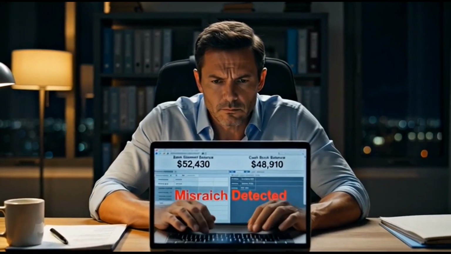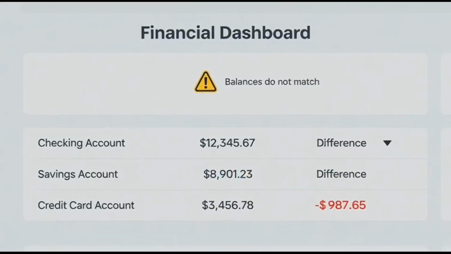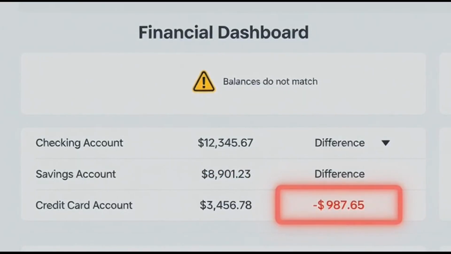Your bank says one balance, your books say another. So which one is correct? If these balances don't match, your financial reports may be inaccurate.